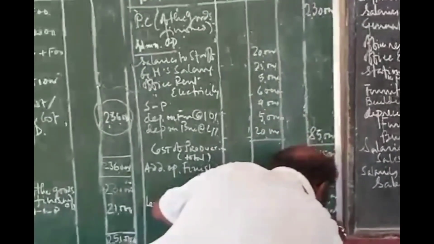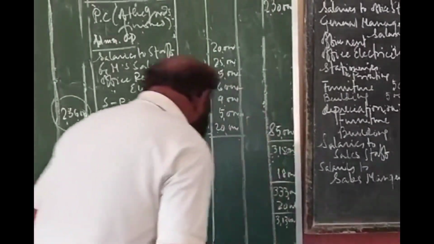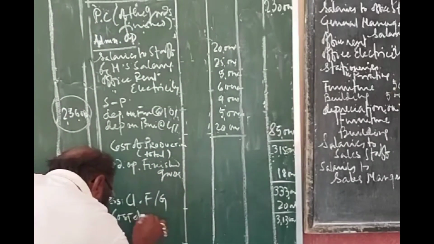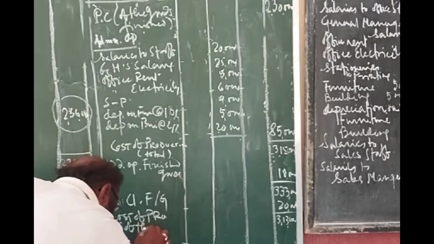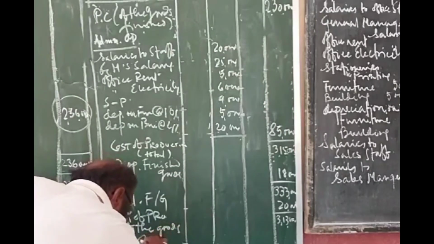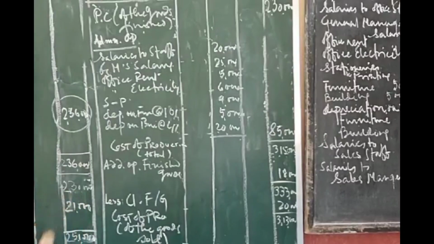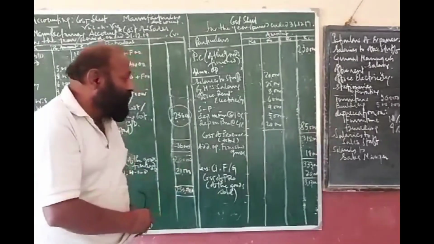So it is 3,13,000. That is the cost of production. Cost of production of the goods sold. Okay. So friends, thus we have got the cost of production of the goods sold.